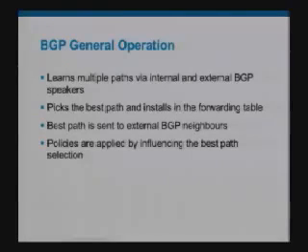It'll pick the best path. There's a defined set of rules which will pick the best path, and that best path is installed into the forwarding table. Best path is sent to external neighbors. Okay, it's not all paths, we just send the best path to external neighbors, and policies are applied by influencing the best path selection. So that's how we implement policies within BGP.